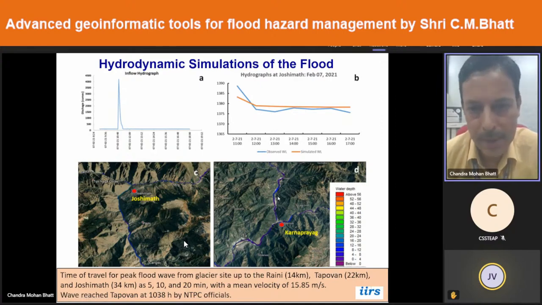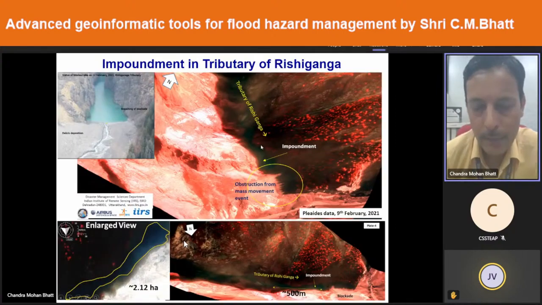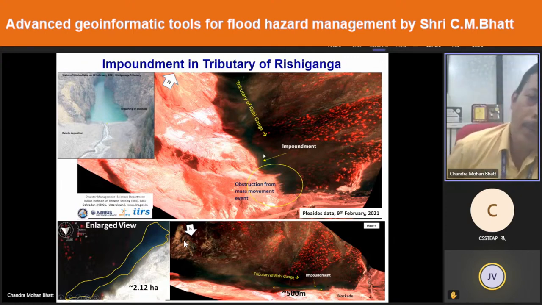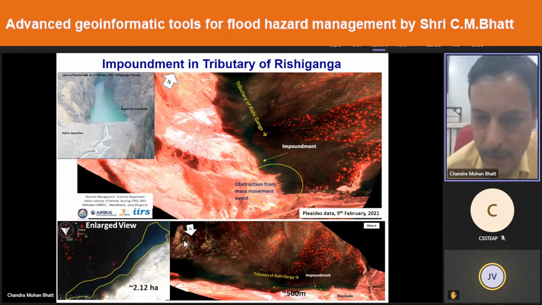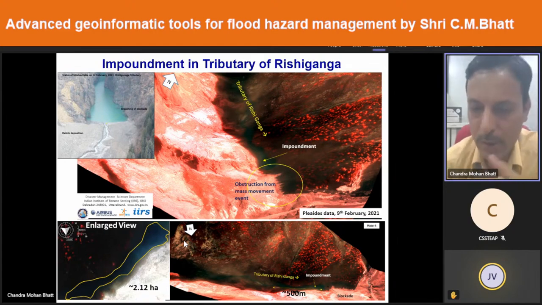Then from the satellite images, we were able to also identify those areas where there was impoundment. Certain areas are not approachable, because at that point of time, these areas are at very high altitude, and it is not so easy to approach these areas.